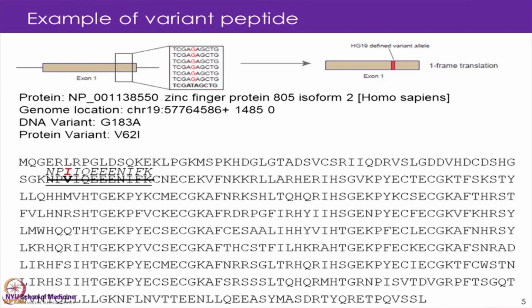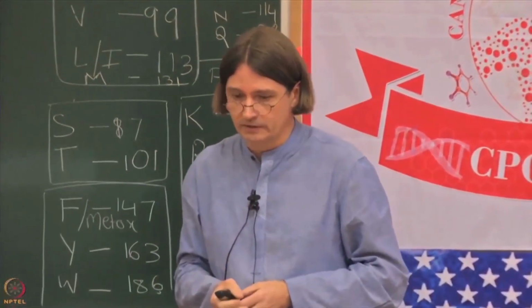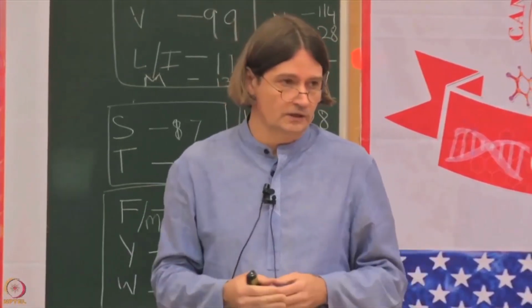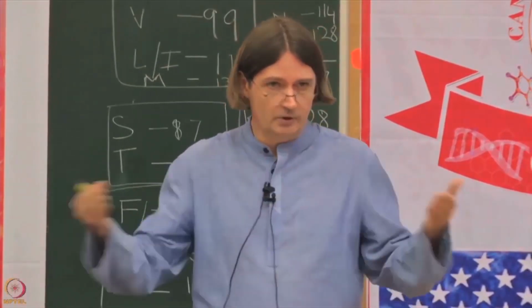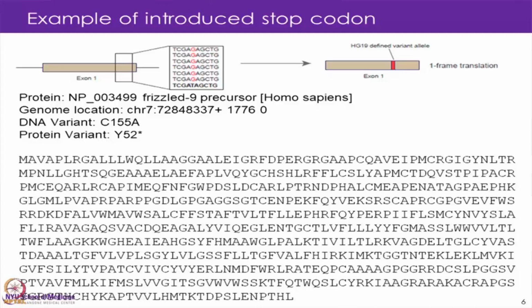But if we go through and take all the single nucleotide variants that we see in the genome and see which extra tryptic peptides we get, we can then make a larger database. This is probably the simplest change on the genomic level that then propagates to the proteome. We can have more complex changes.